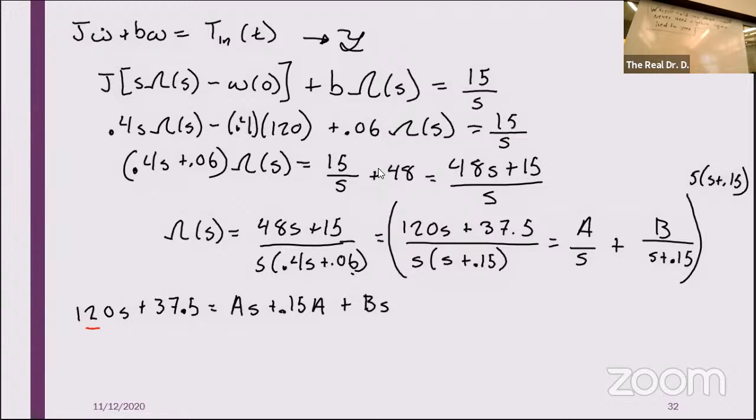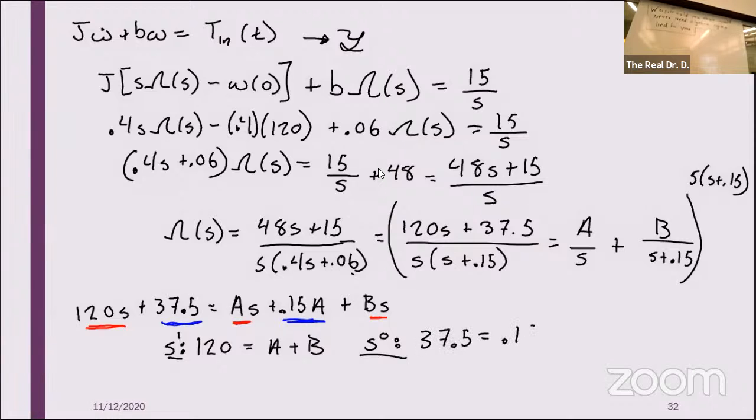Right. Put all my S terms together, put all my S to the 0 or non-S terms together, right? So S to the 1 terms, bless you. 120 is equal to A plus B. S to the 0 terms, 37.5 equals 0.15A. Well, I can solve for A pretty easily, right? A is equal to 250. I can plug that into my other equation and solve for B. B is going to be negative 130.